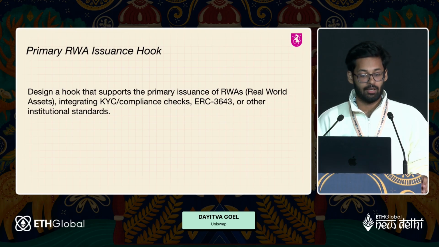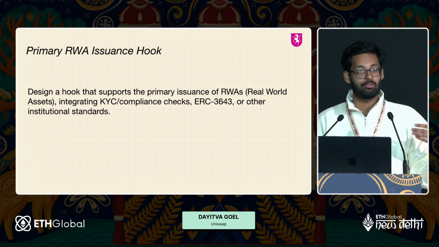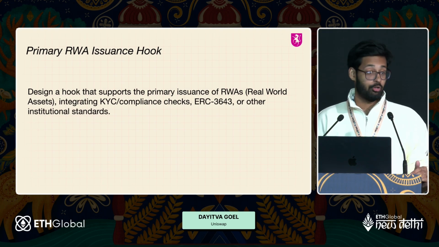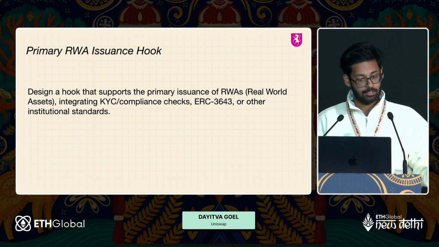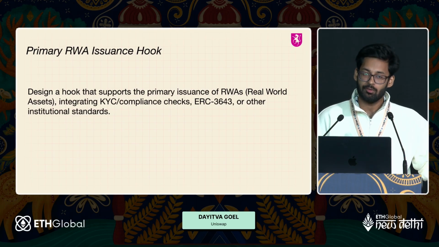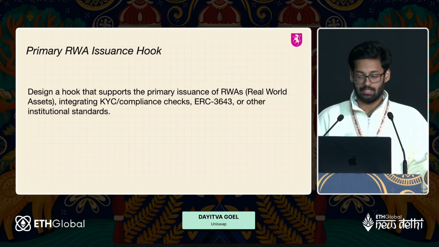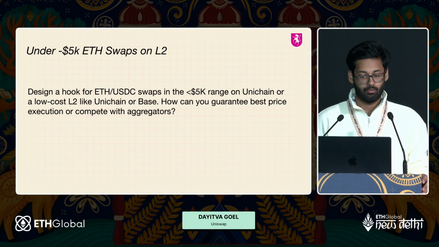Next is primary RWA issuance hooks. Again, because hooks enable assets that were previously not possible, you can now have RWAs on V4 as well. So could you design a hook that supports these assets? Also, you need to integrate certain KYC and AML checks. So again, using some of the previous ideas and some ERC 6343 or other institutional standards that you might know of. The next two ideas are a bit complicated, but again, we are looking for open innovation in these cases.